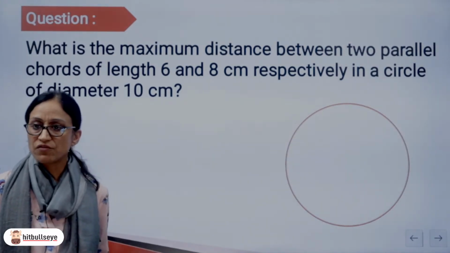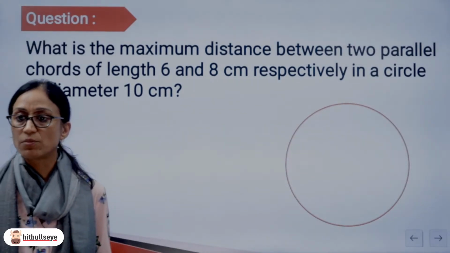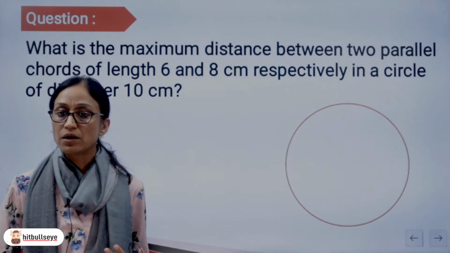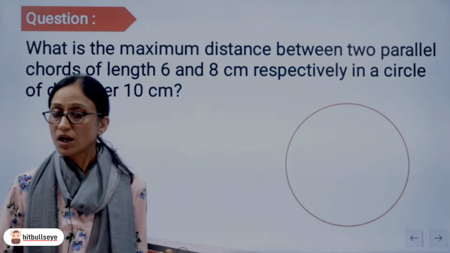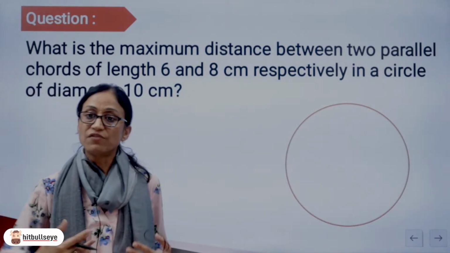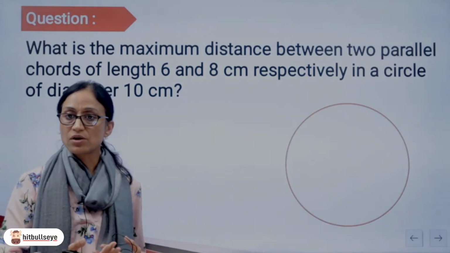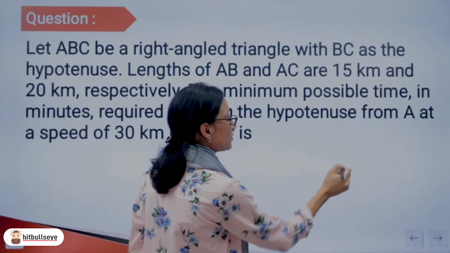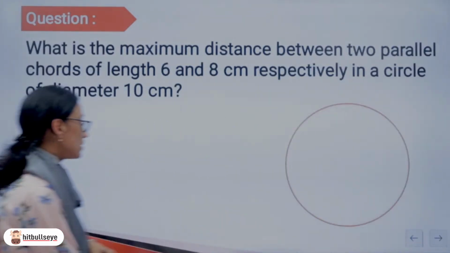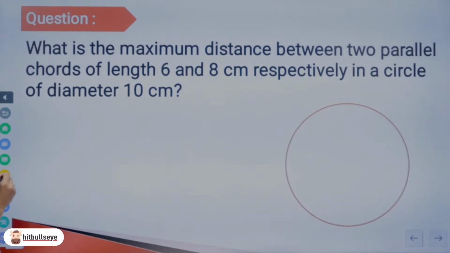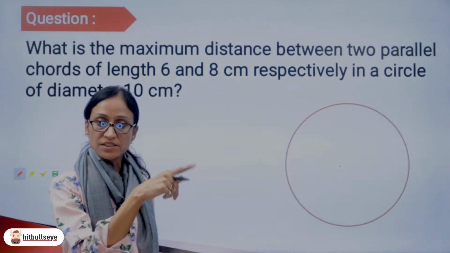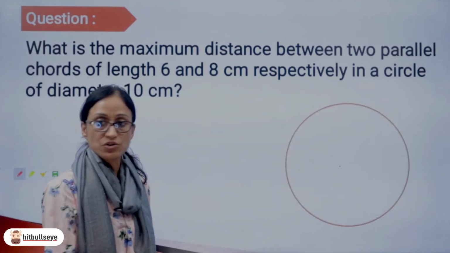Now, the only basic visualization which is required for moving ahead with this question is, when are the two chords going to be having the maximum distance between them? Of course, when one of them is on one side of the center and the other one is on the opposite side of the center, which means if this is suppose the center of the circle, then of course I have to place one chord above the center and one chord below the center as a visualization.